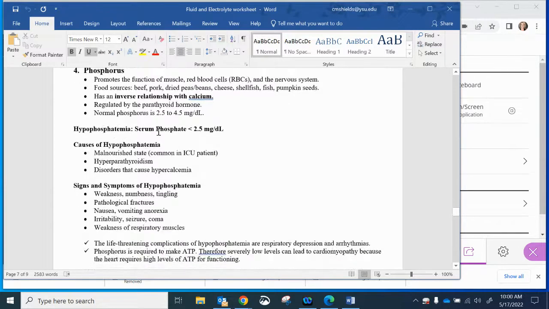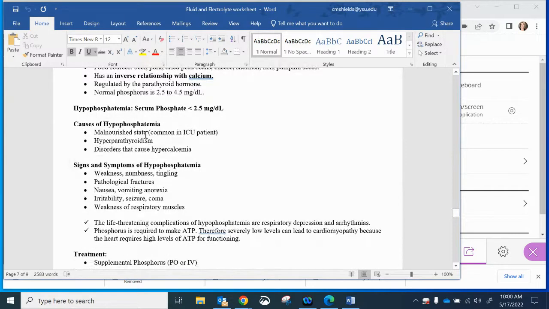So what about hypophosphatemia, a low phosphate? Causes, again, malnourished state. Very common reason right here. Malnourished state. They're alcoholics, ICU patients who don't have any food except maybe a little bit of tube feeding here and there. We commonly see it in that.